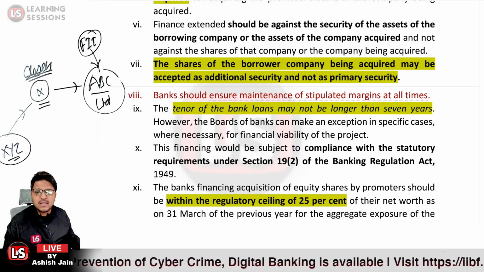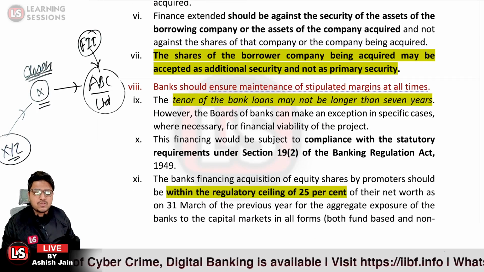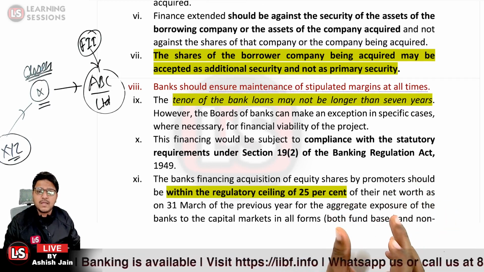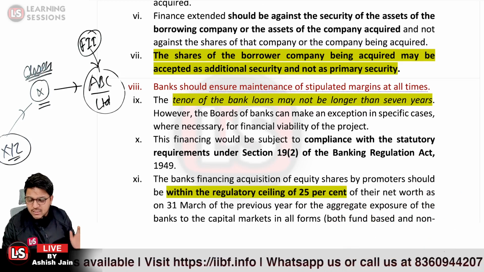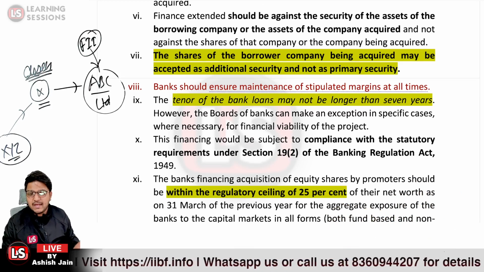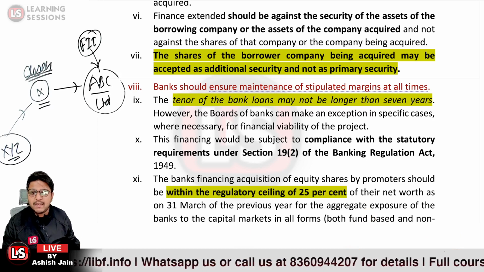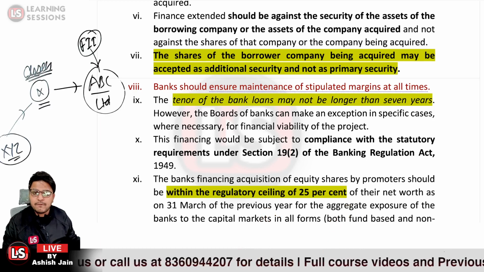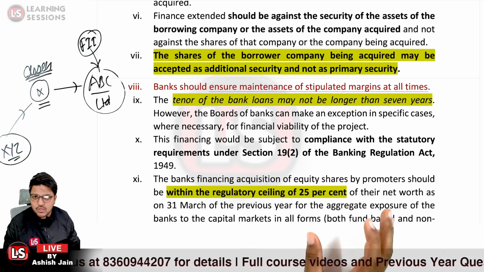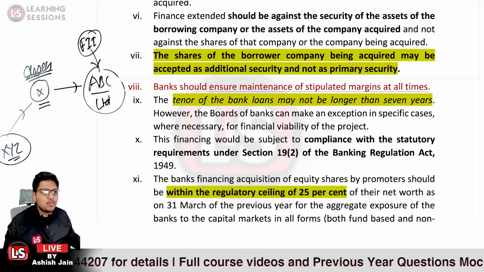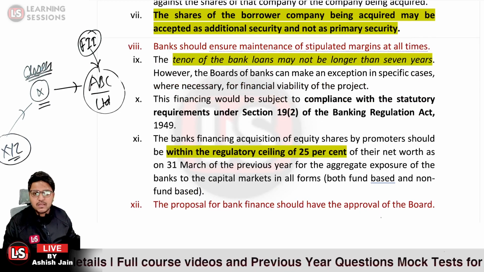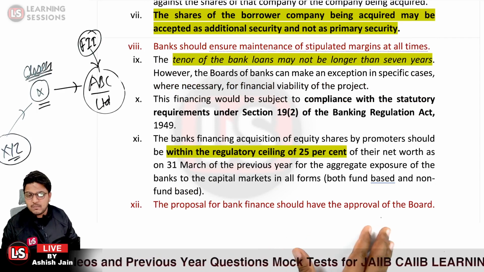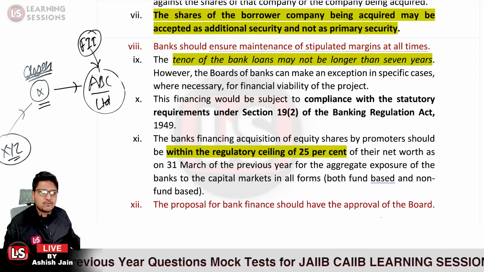And the 11th point, it says that the bank financing for acquisition of equity shares by the promoters should be within the regulatory ceiling of 25%, because there are exposure norms on the bank itself, that is, to the total net worth of the company, it should not exceed 25%. The total capital market exposure should not exceed 25%. That is also to be fulfilled. Okay, and further, the proposal for bank finance should have the approval of the board. It must have the approval of the board itself. So these are the guidelines.